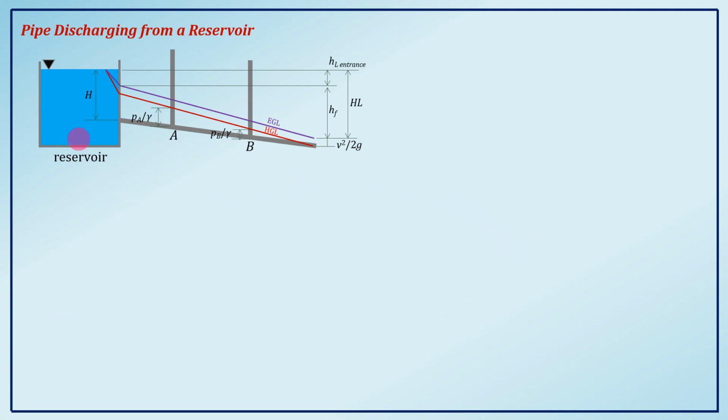In this figure, we have a reservoir and this reservoir is connected to this pipeline. At certain points of our pipeline, we have point A and point B where we have a piezometer attached to calculate the pressure head at those points. So those are our piezometers.